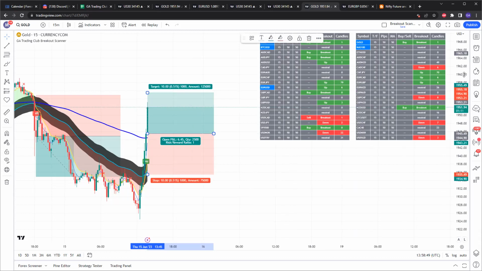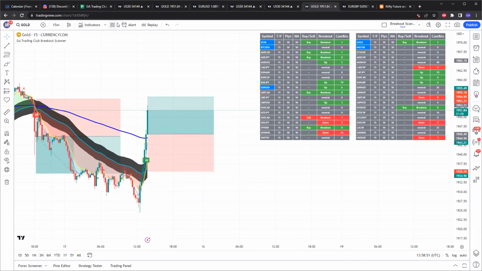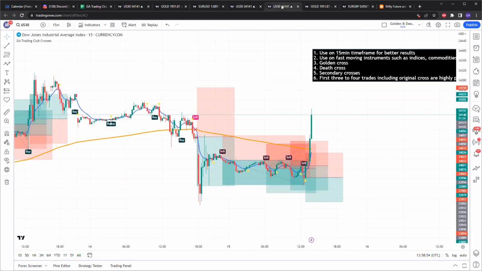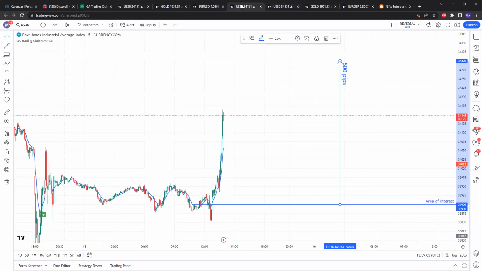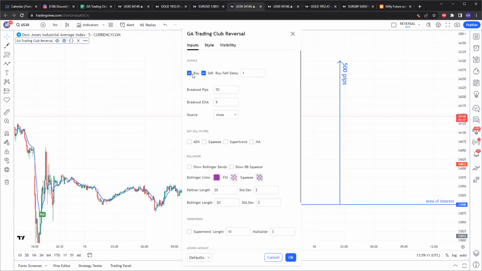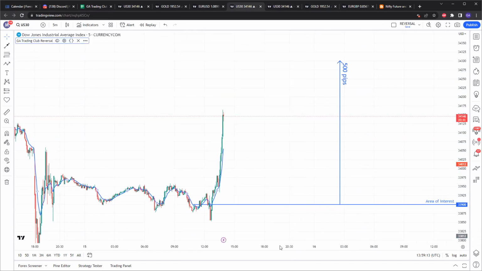It's all good. What was I saying? US 30 is about to form a golden cross on the 15-minute time frame. Honestly, I don't feel safe buying US 30. I would much rather wait for a reversal of US 30. This is why I've drawn this. I've come in here with the indicator, so I'm interested in sales only. I identified my area of interest at around 33,900, just to have an even number.